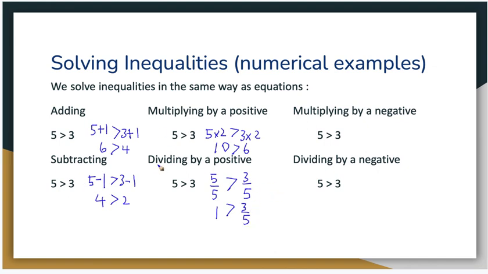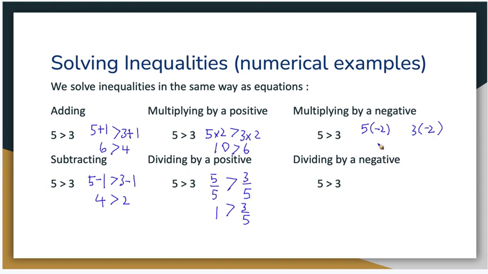Now these rules are similar to that of an equation. However, if we look at multiplying by a negative, let's say I multiply by negative 2, right? So 5 times negative 2 and 3 times negative 2.